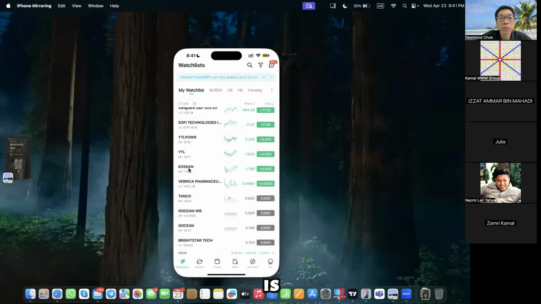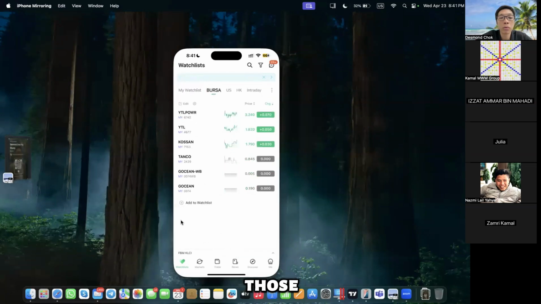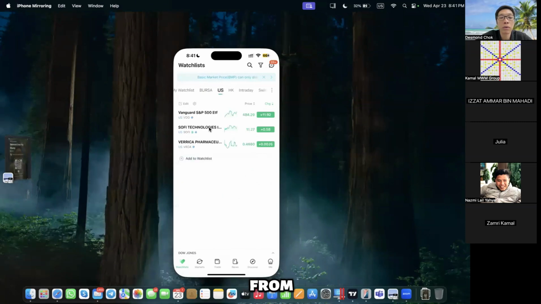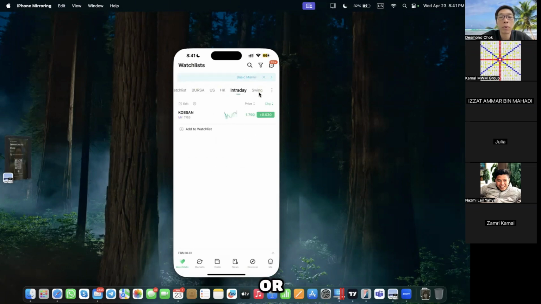Okay, so this is the watch list. From this watch list, this one only shows watch lists from Bursa counters only. This one is the watch list from US. This one is for Hong Kong. If you have other stocks, maybe those you use for intraday, then you just create your own intraday list, or maybe for swing.